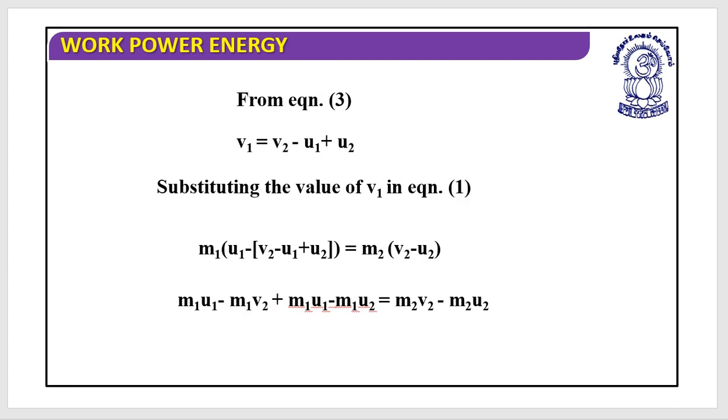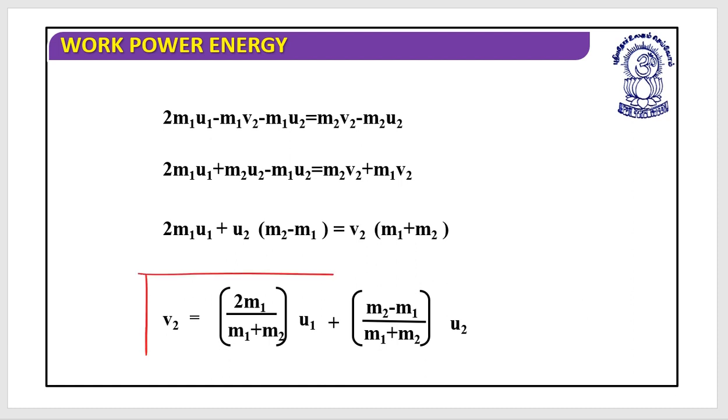Now from the equation we can have the relation v1 equals v2 minus u1 plus u2. And we are going to substitute this value of v1 in equation 1. If we substitute it, we have the relation that v2 equals 2m1 upon m1 plus m2 into u1, plus m2 minus m1 upon m1 plus m2 into u2. I hope this is clear. Is it clear? Any doubts in this?